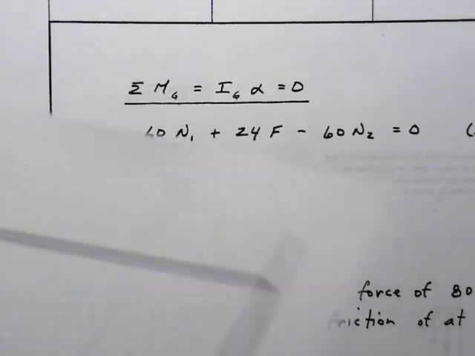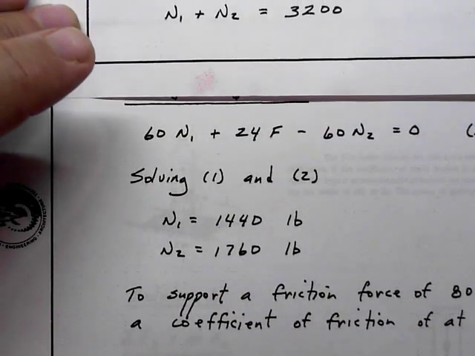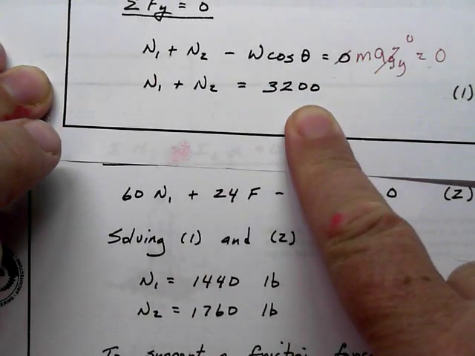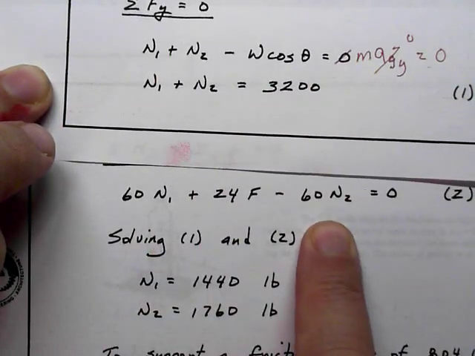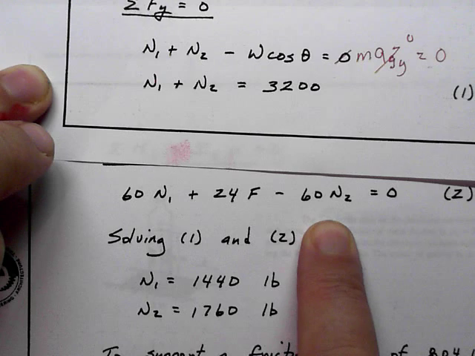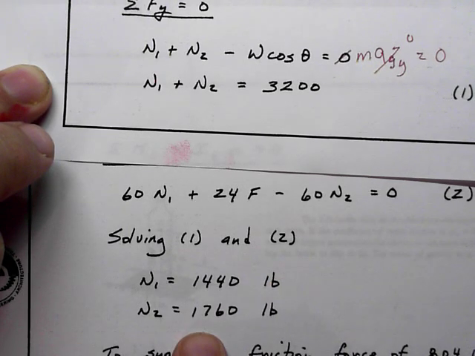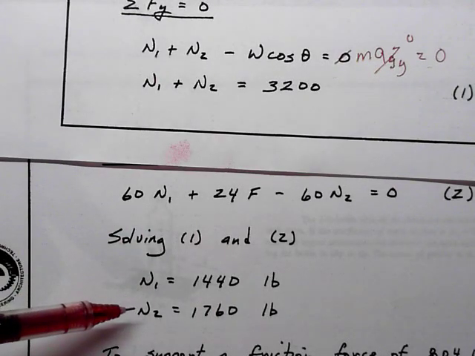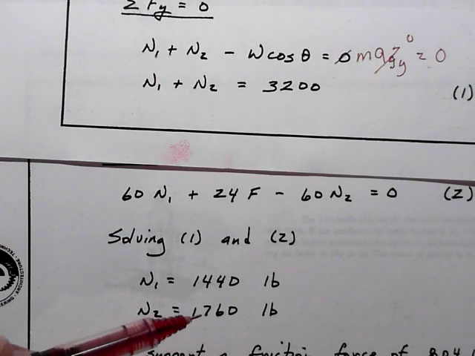Now, from our sum of forces in the Y direction equation, let's bring this down. One equation, two unknowns. Our sum of moment equation is another equation, two unknowns. That's a solvable pair of equations, and we get the normal force under the front wheel of 1440. The normal force under the rear wheels is 1760.